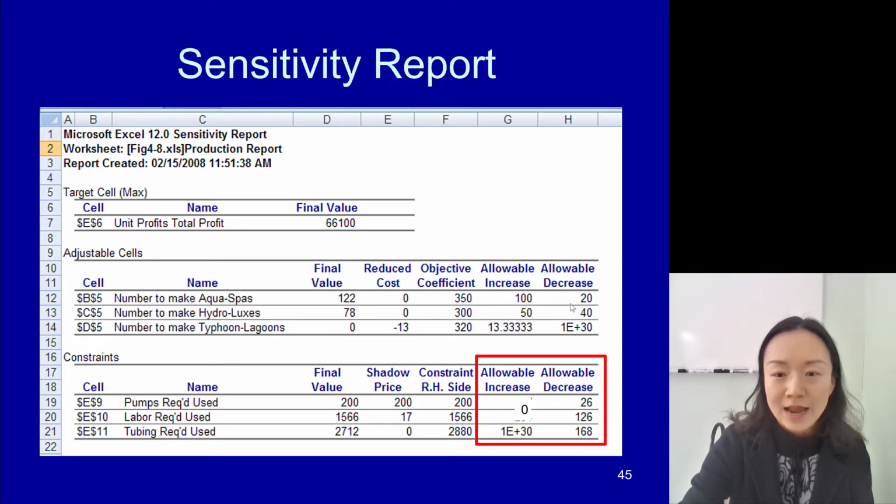So if you're asked to see if there's an alternative solution, you need to first look at whether there's a 0 in this allowable increase and decrease of the constraint to make sure that the problem is not degenerate. So no 0 here. And then you would look at if there's a 0 here, then you can tell there are alternative solutions if there's a 0 here.